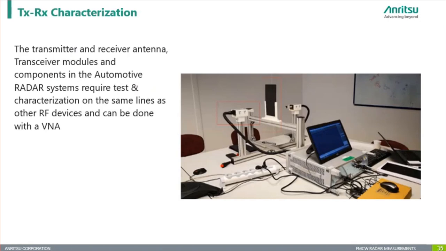The transmitter and receiver antennas, the antenna transceiver modules and associated components in automotive radar systems require testing and characterization similar to our RF devices. This can be effectively performed using a vector network analyzer.